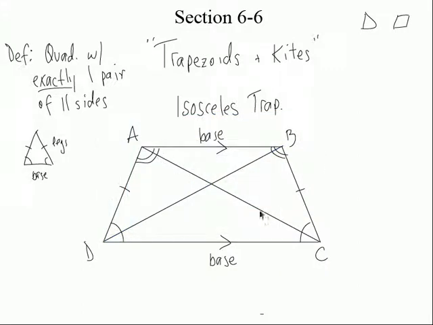What do you think is true about those two diagonals? They're equal to each other in length, aren't they? Okay? So, what can you say? Now, this is only true about an isosceles trapezoid. This is not true about just any old trapezoid, okay?